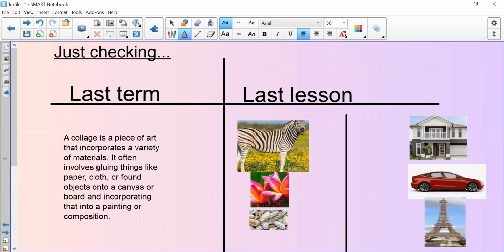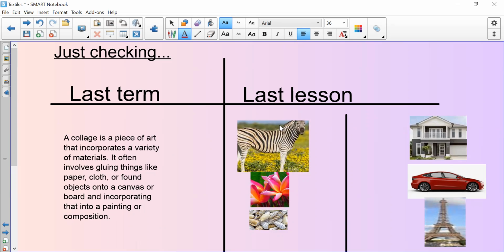So a collage is a piece of art that incorporates a variety of materials. It often involves gluing things like paper, cloth, or found objects onto a canvas or board and incorporating that into a painting or composition. Okay, don't worry if you didn't get that worded exactly how I have. As long as you've got the general gist, that's absolutely fine.